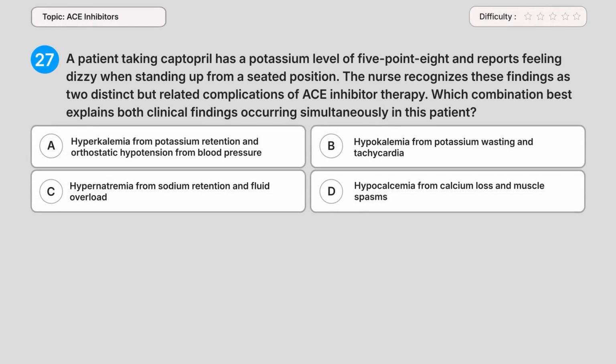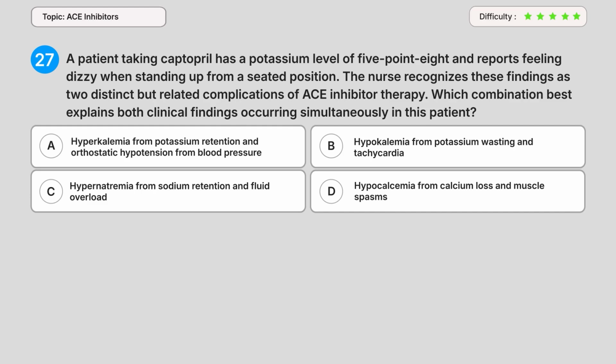27. A patient taking captopril has a potassium level of 5.8 and reports feeling dizzy when standing up from a seated position. The nurse recognizes these findings as 2 distinct but related complications of ACE inhibitor therapy. Which combination best explains both clinical findings occurring simultaneously in this patient?